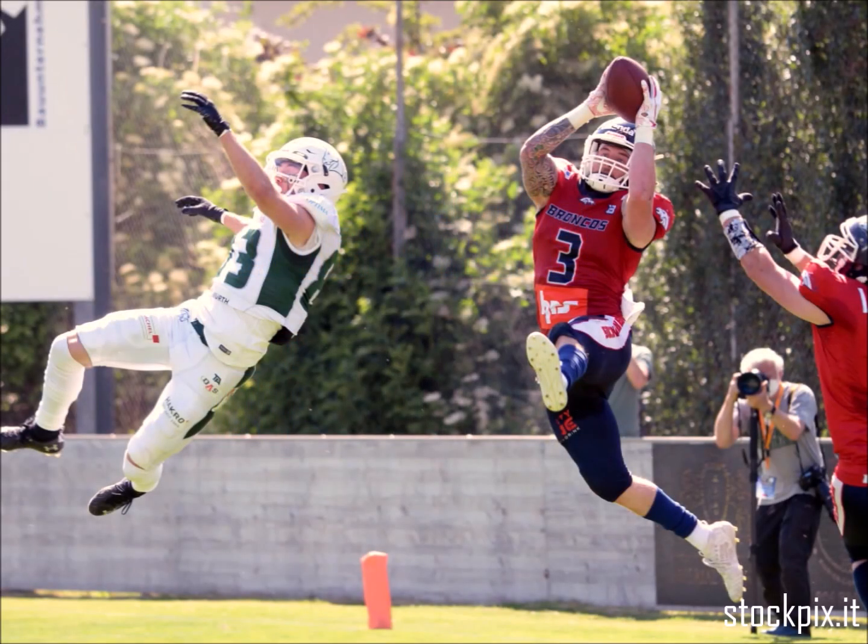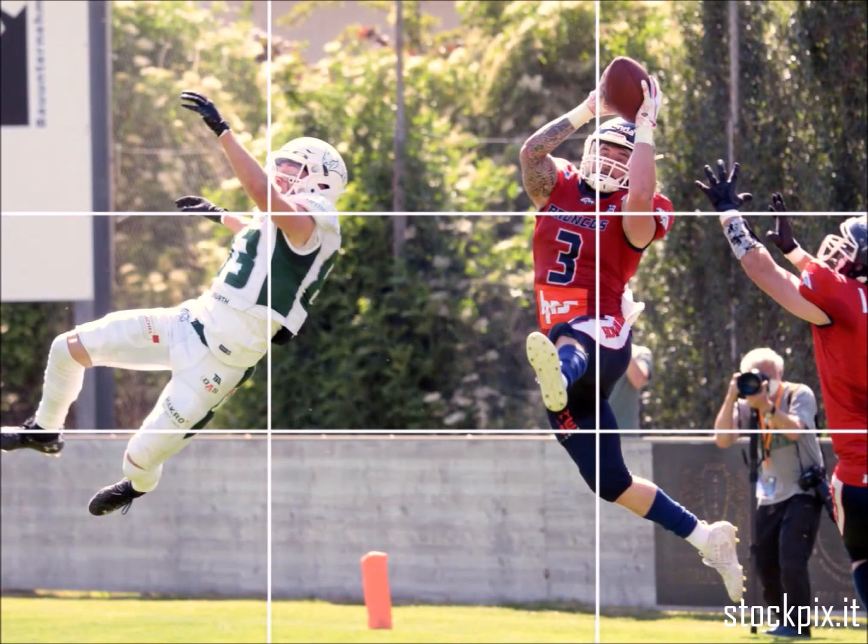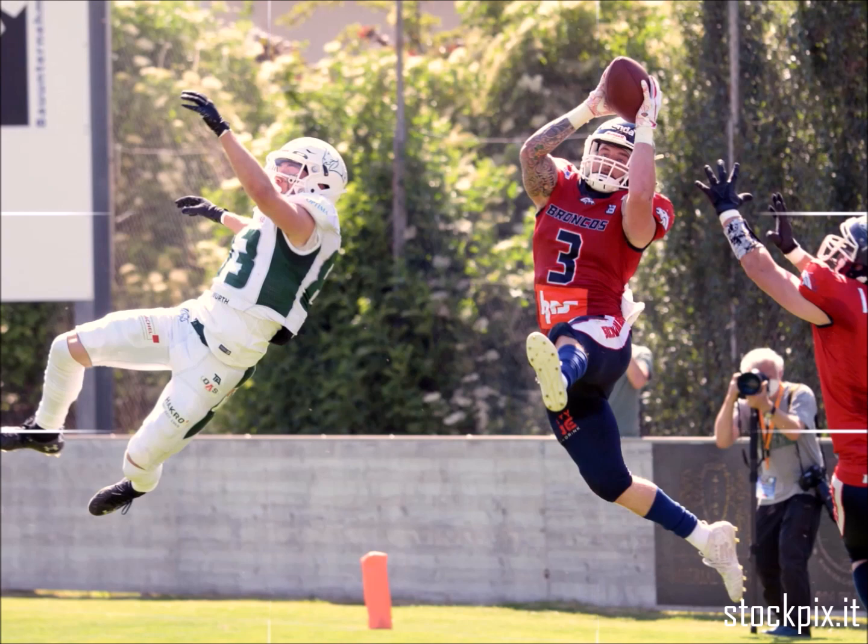The rule of thirds is one of the fundamental principles of photographic composition, and it applies in sports photography as well. The rule of thirds involves dividing the image into 3 equal parts, both horizontally and vertically, creating 9 frames. The points where the imaginary lines intersect are called power points or focal points, where the main subjects of the image should be placed to achieve a balanced and aesthetically pleasing composition.